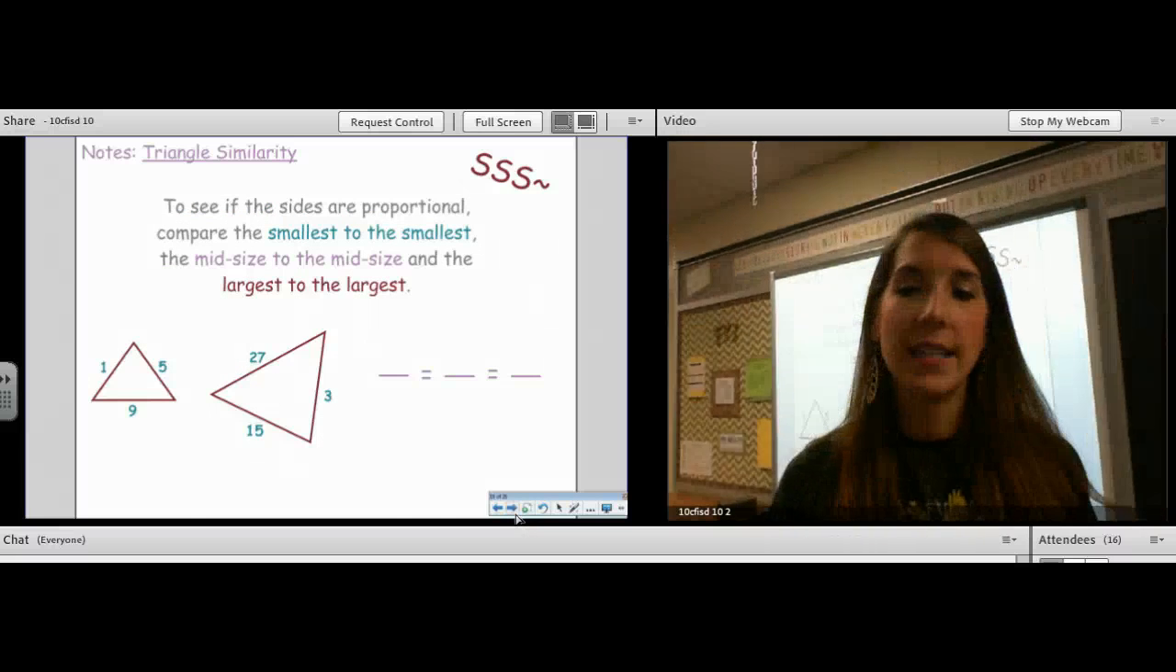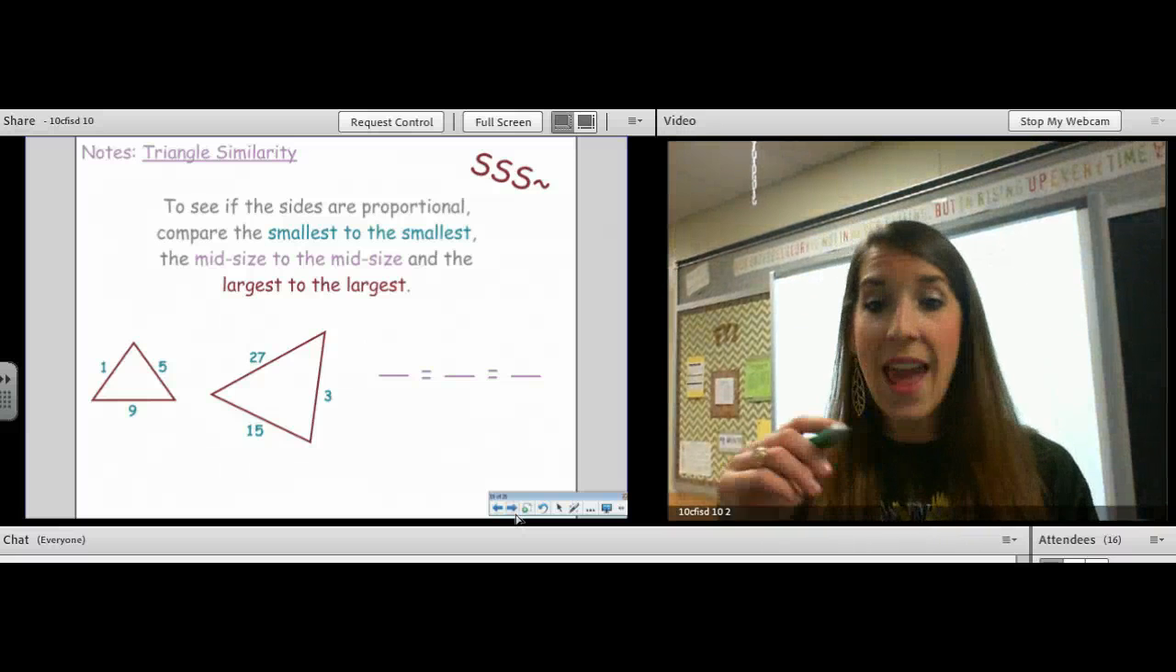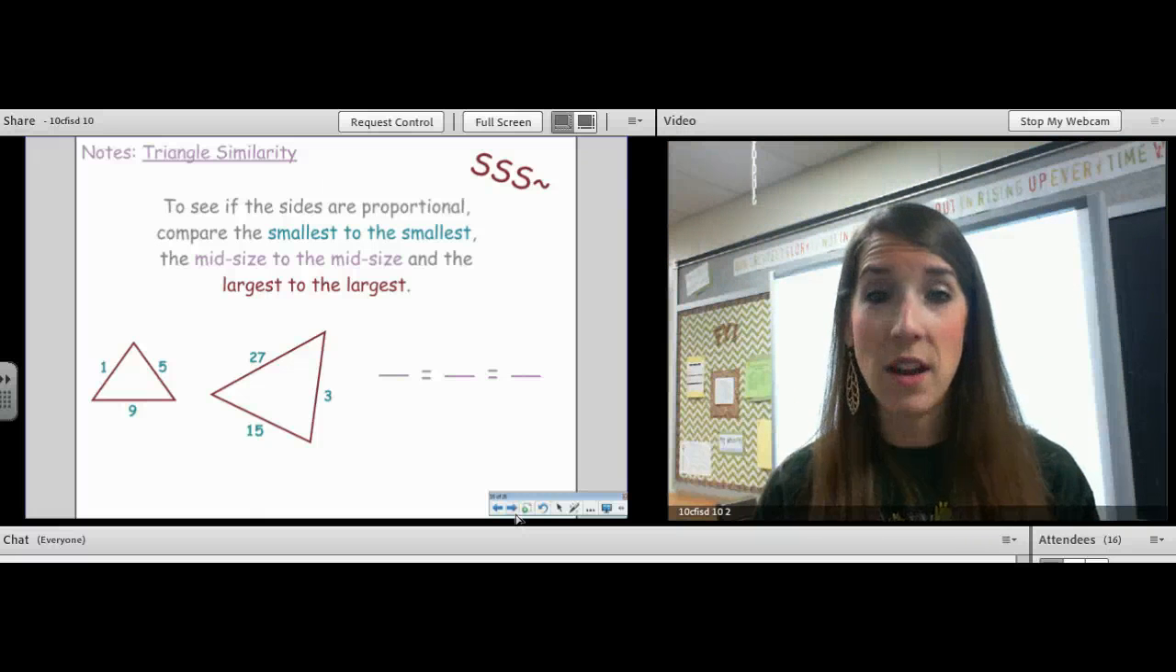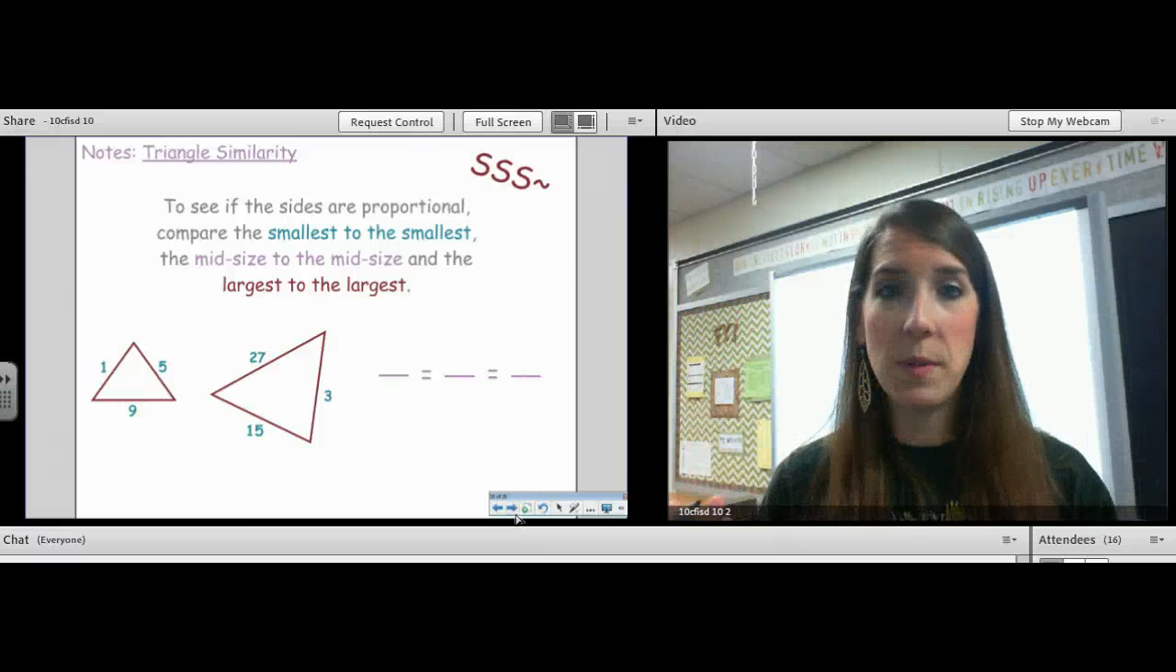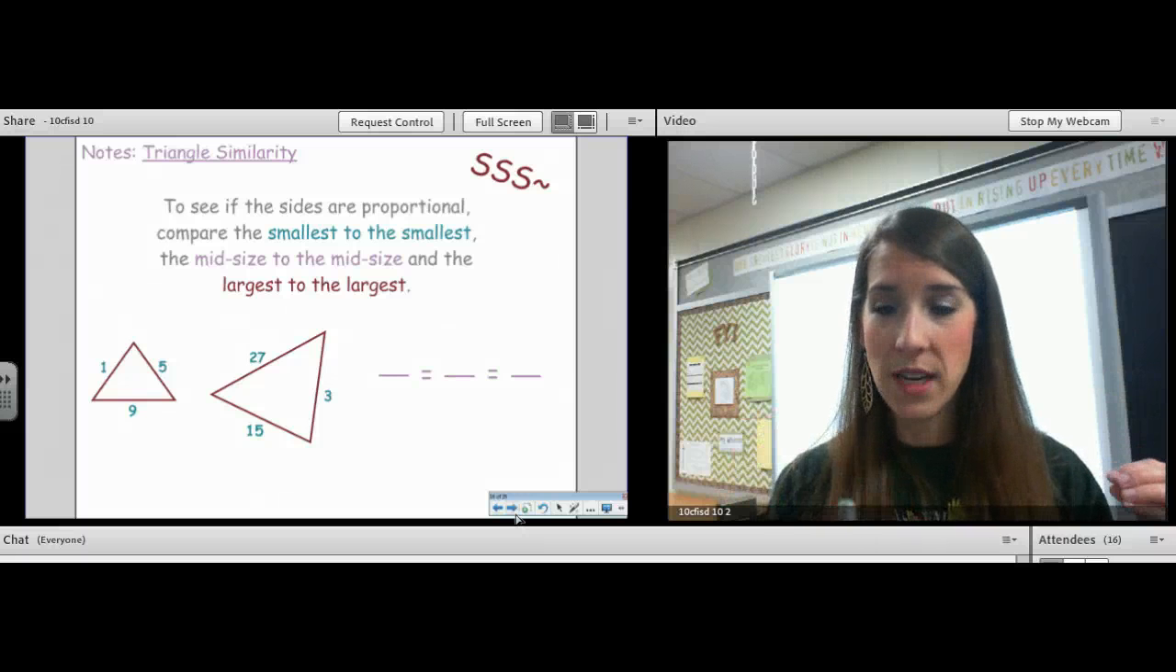Now, if you're going to check to see if two triangles are similar, and you don't have a similarity statement, so you don't know which sides go with which side, you have no idea, and one of the triangles has been rotated, so you're just at a loss. When you are comparing them, when you're setting up proportions, you need to put the smallest over the smallest, the medium over the medium, and the large over the large, and you'll be good to go.